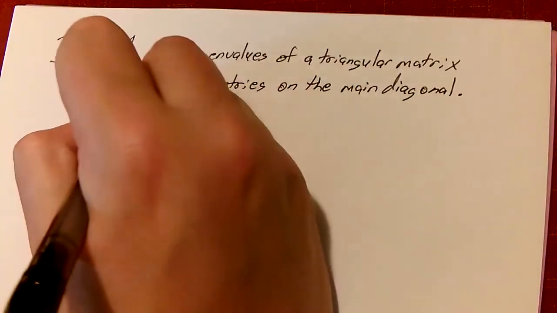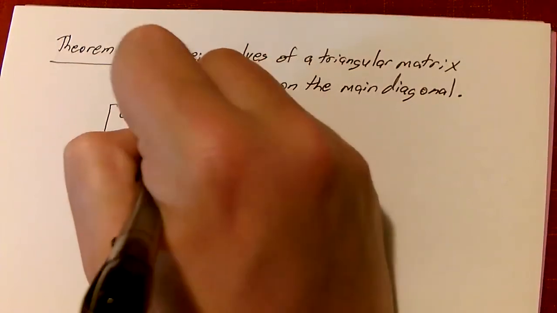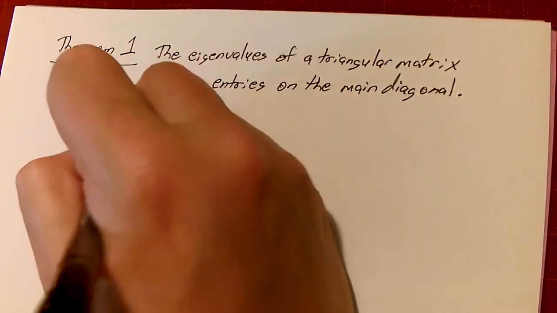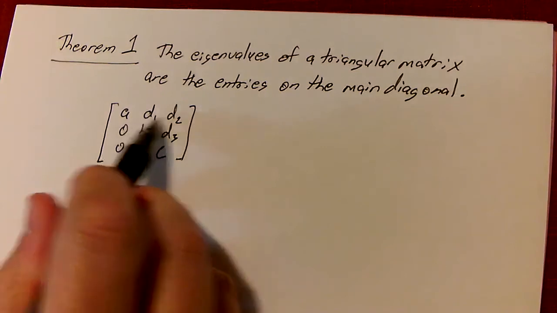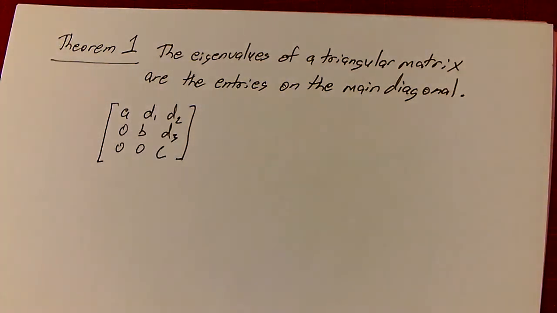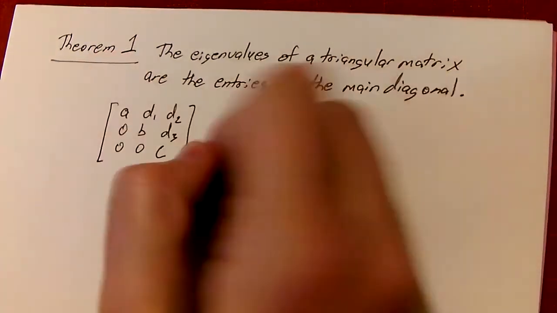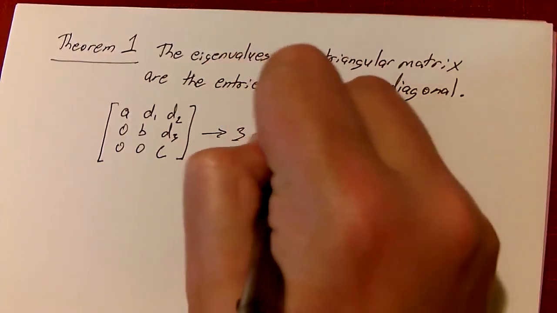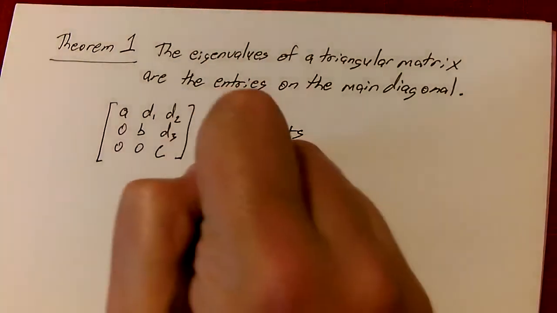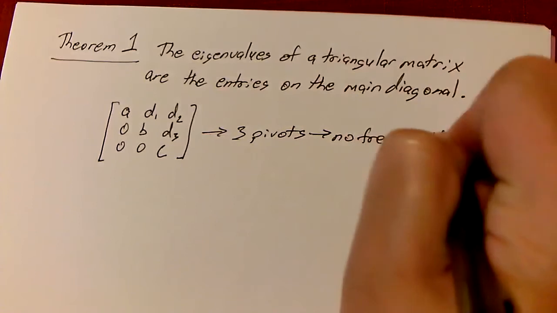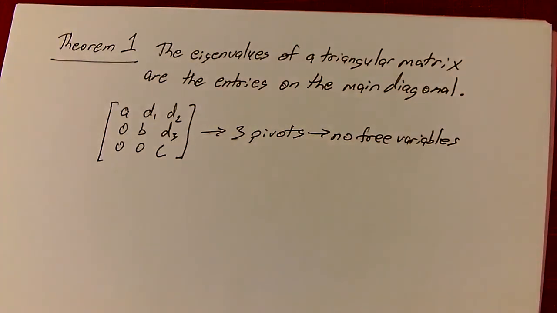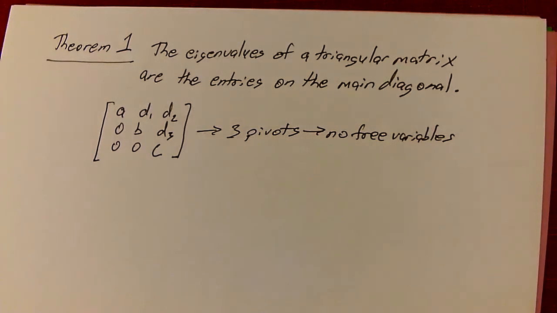So I'm going to take a nice simple 3 by 3 matrix here, and I'm going to make it triangular, upper triangular. So nice simple setup. I put A, B, C on my diagonal, and then I use D1, D2, and D3 for the others because they're not going to be quite as important. As I look at this, right now, I have 3 pivots. And if I have 3 pivots, I have no free variables. So as long as A, B, or C are not 0, I have 3 pivots and no free variables.